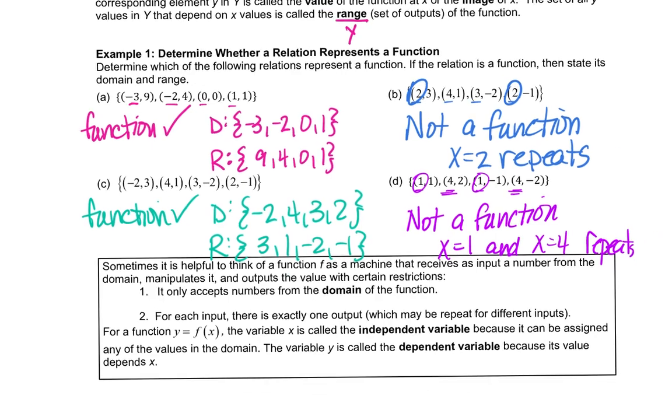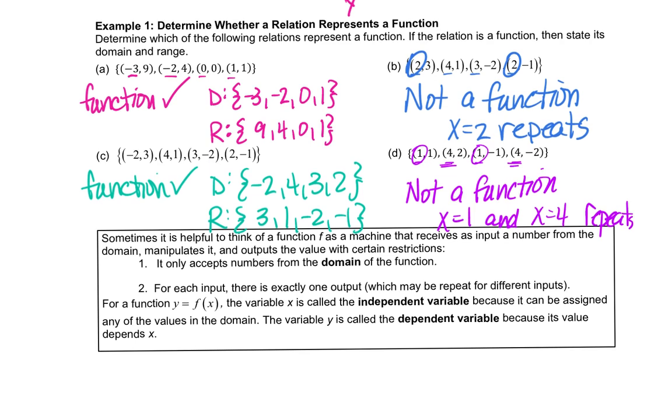Sometimes it's helpful to think of a function f as a machine that receives input, a number from the domain, and manipulates it, or does the math, like 2x plus 5, that's a function. The machine does some kind of operation and then spits out an output, or your range. It only accepts numbers from the domain of the function. For each input, there's exactly one output, which may repeat for different inputs.